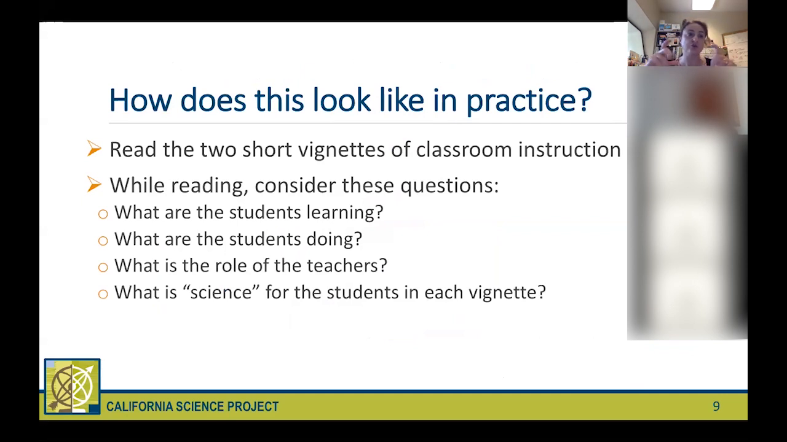There are 2 short narratives of 2 different classrooms. So what I would like you to do, the prompt is on the screen, read the 2 vignettes and try to answer these questions. What are the students learning in each one? What are the students doing in each one? And what is the role of the teacher in each one of the vignettes?